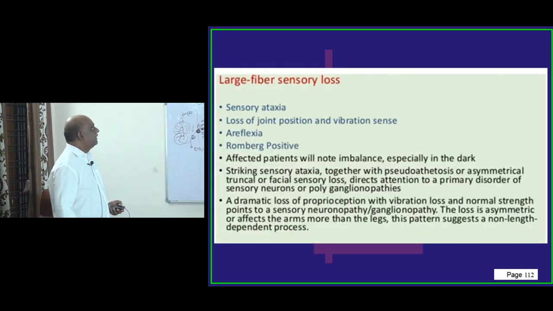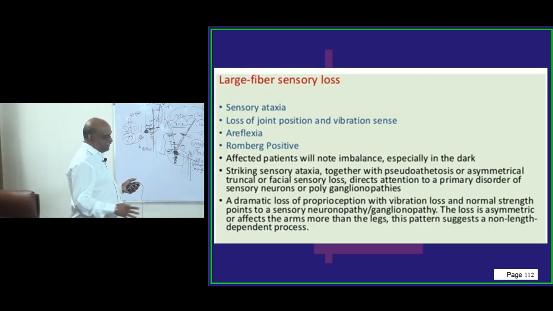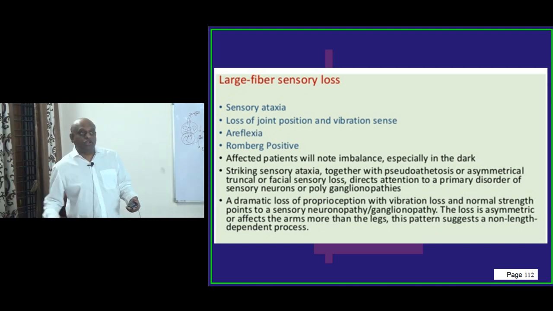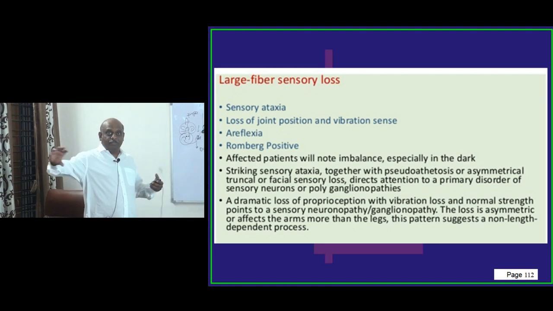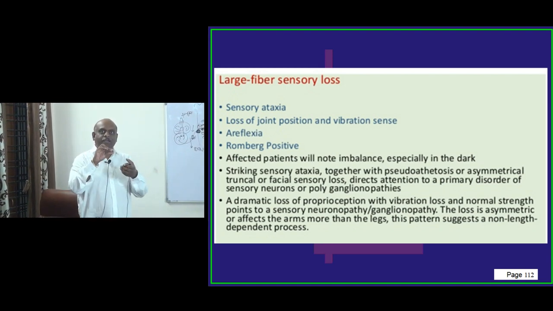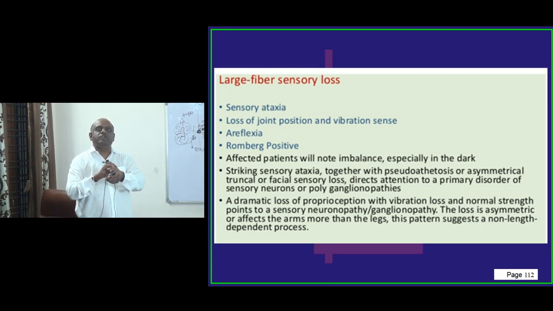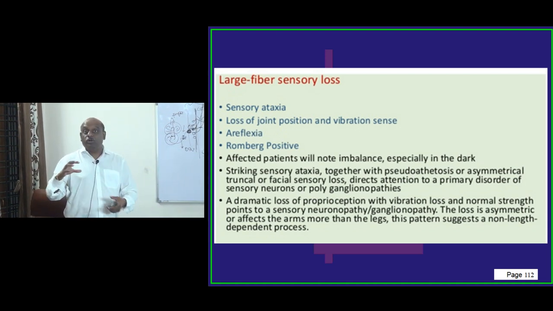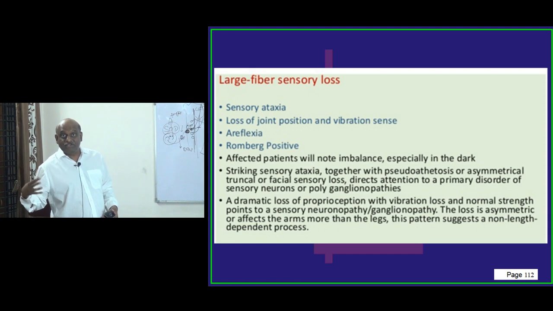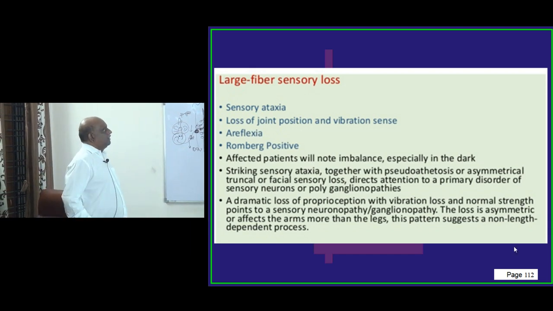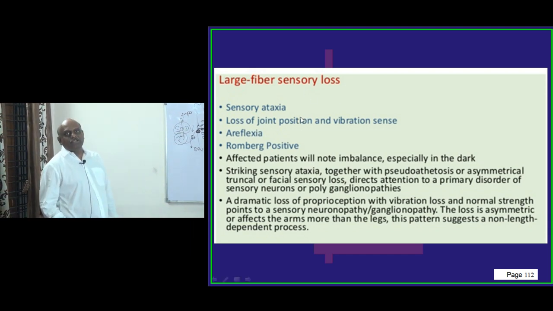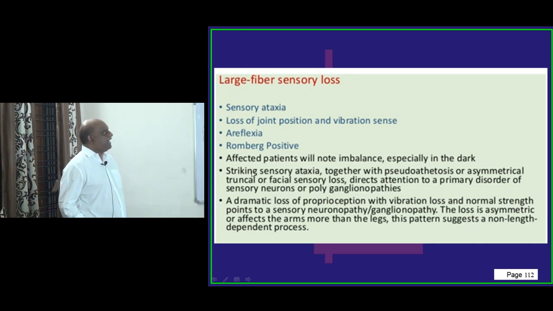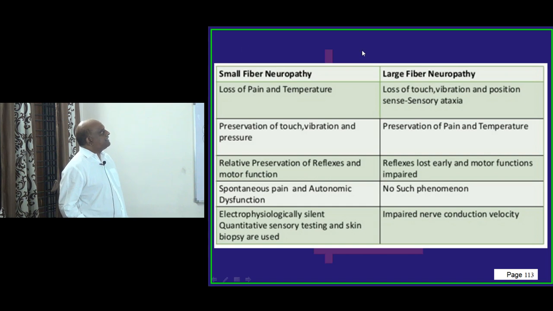Very important. Then once more, doctor, nerve fibers are divided depending upon their diameter and conduction velocity into large fiber and small fiber. Small fibers are mainly involved with your pain and temperature. Large fibers are more often involved with your vibration, touch and proprioception. So those who have large fiber sensory loss will have sensory ataxia, areflexia, and Romberg positive classically.